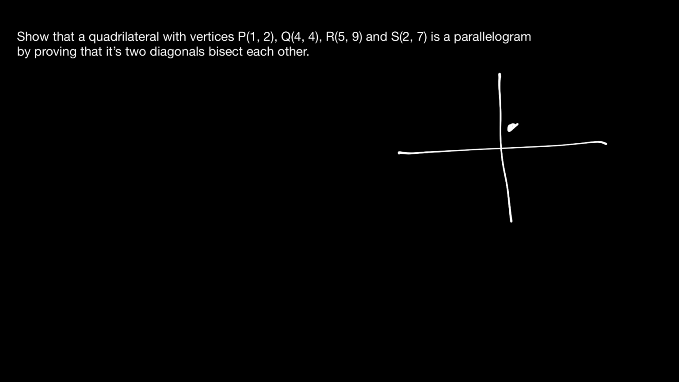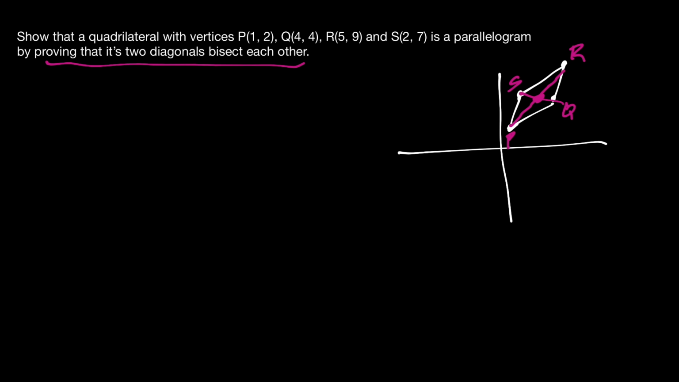So here's point P, 1, 2. Q would be like 4, 4. 5, 9 is up here a little bit. And 2, 7 would be somewhere around here. So we have this parallelogram right here, or we think it's a parallelogram. We're looking at P, Q, R, and S. The suggestion is to prove that the 2 diagonals bisect each other. So we're going to prove that these 2 bisect each other, which means that they would have the same midpoints.